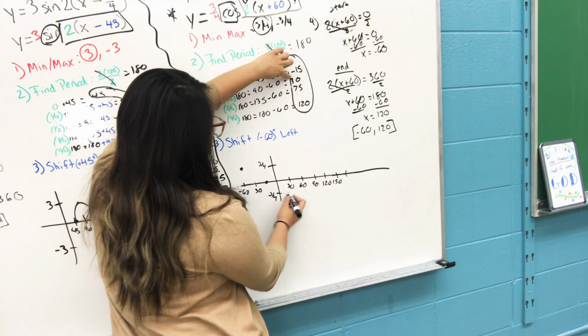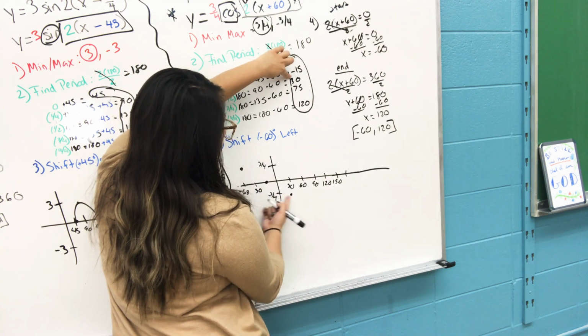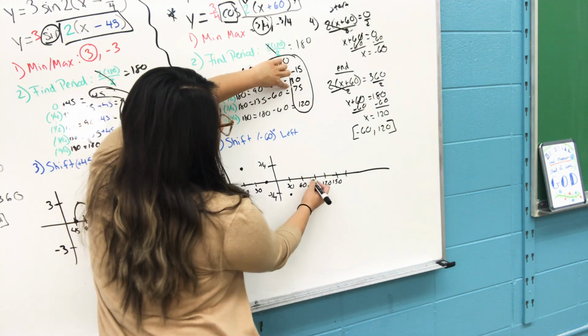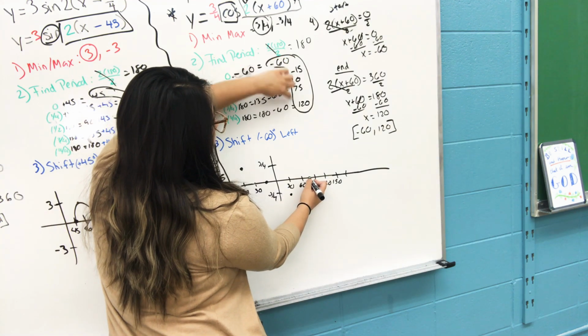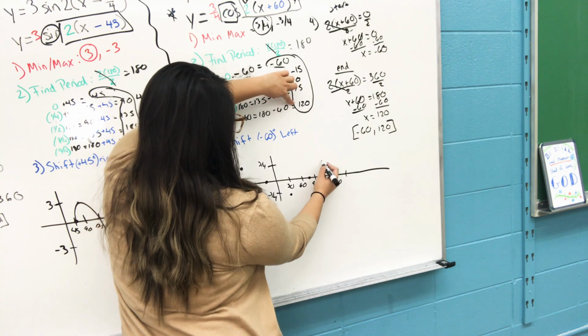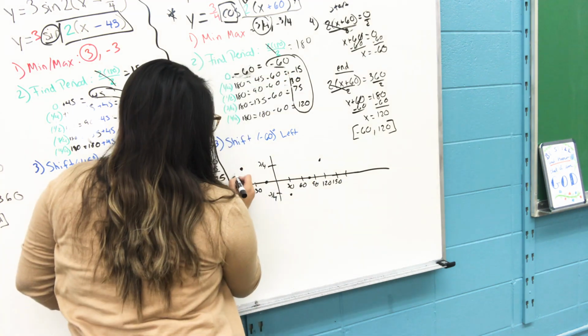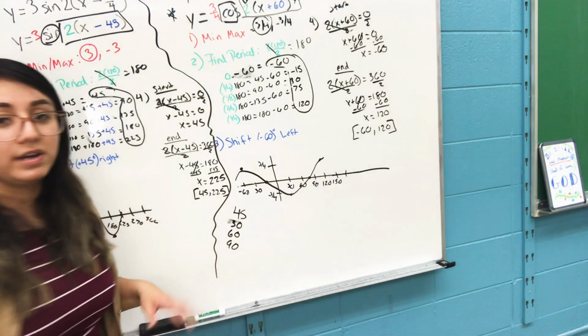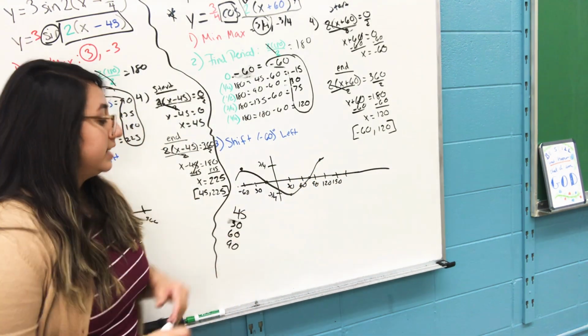My next one is at 30. So up, 0. We're going to go down. Remember, at minimum, maximum points only. At 75, we're going to go back to 0. It's going to be right here. And then at 120, we're going up. So now we have a graph that looks like that. And we can keep on going, but for the sake of time, we're just doing that there.